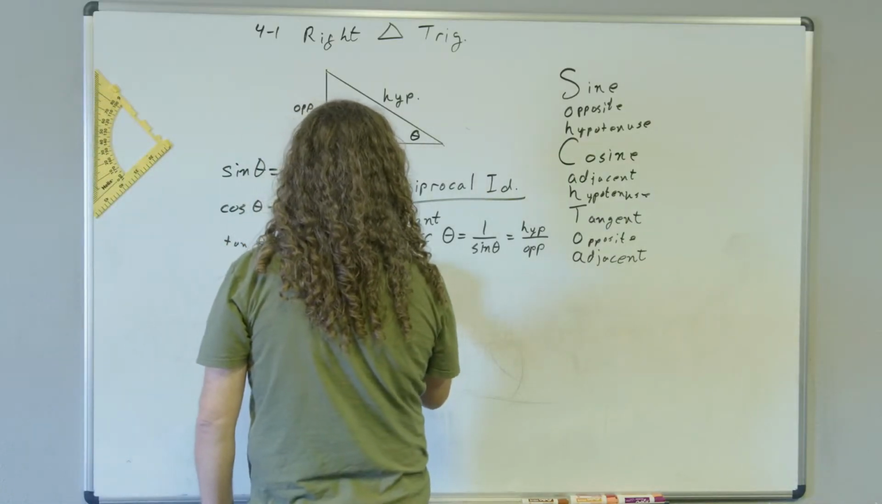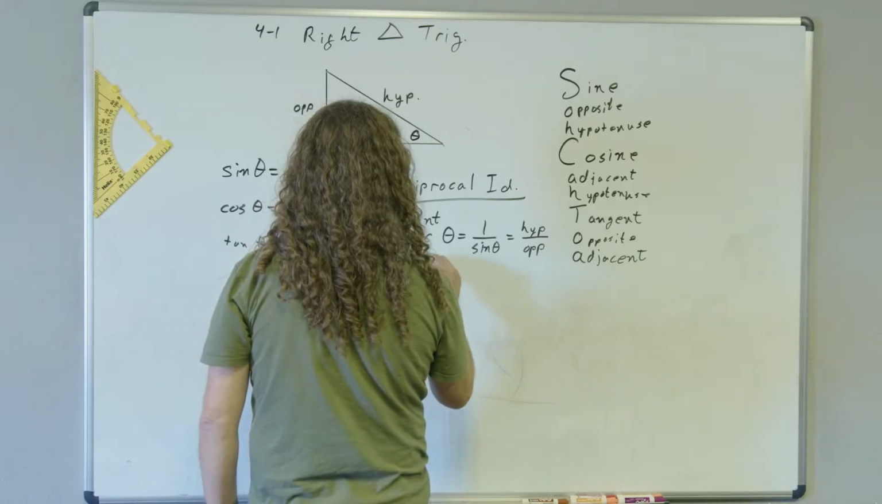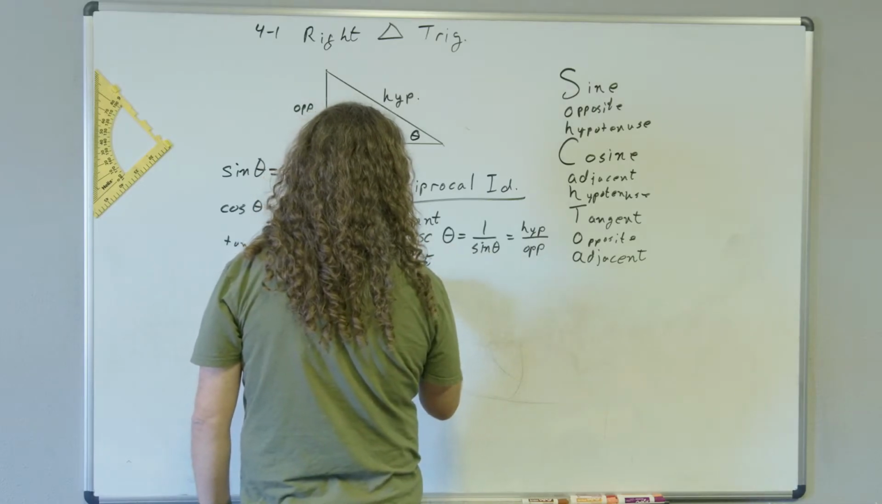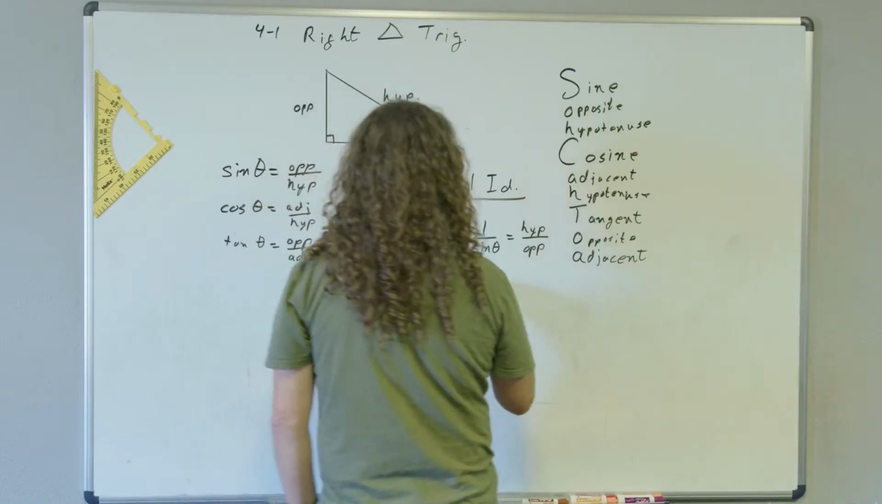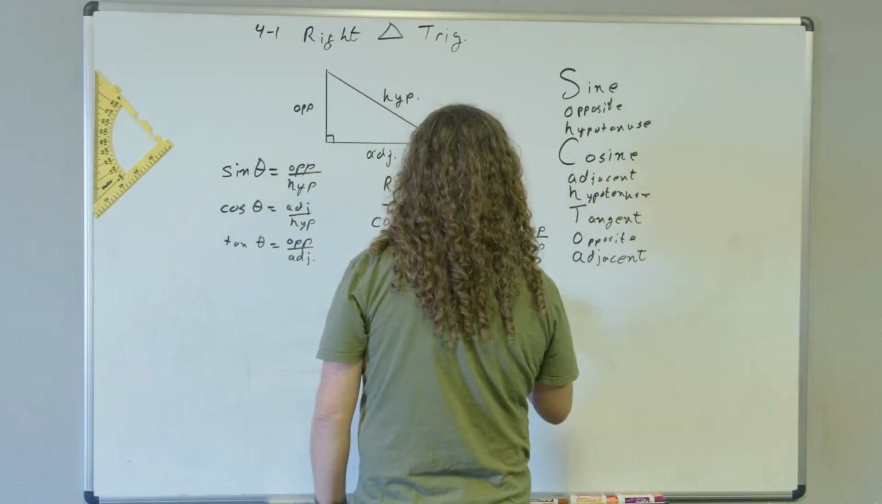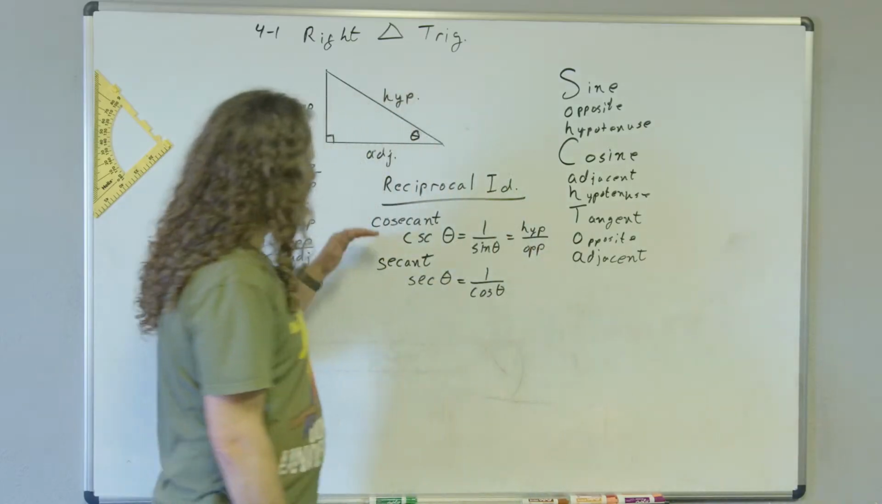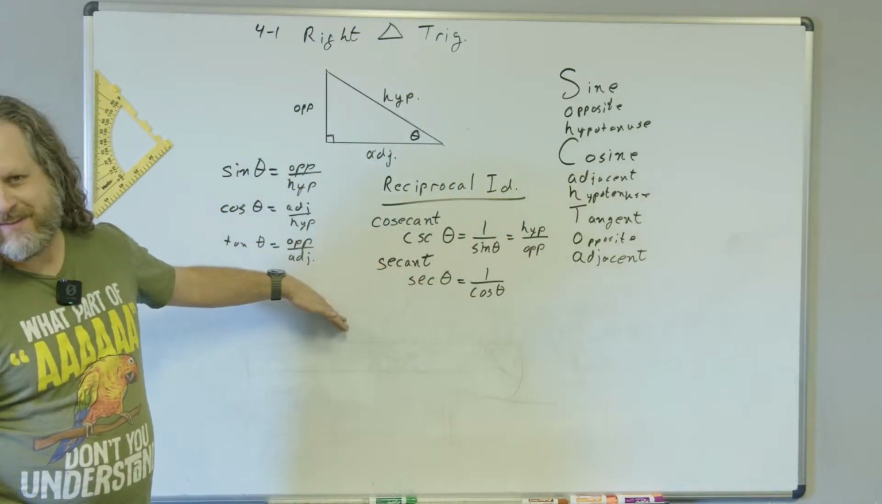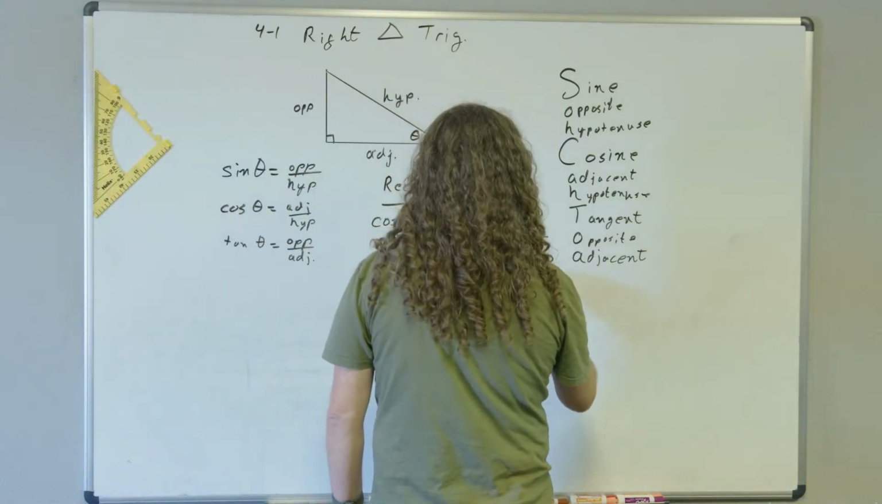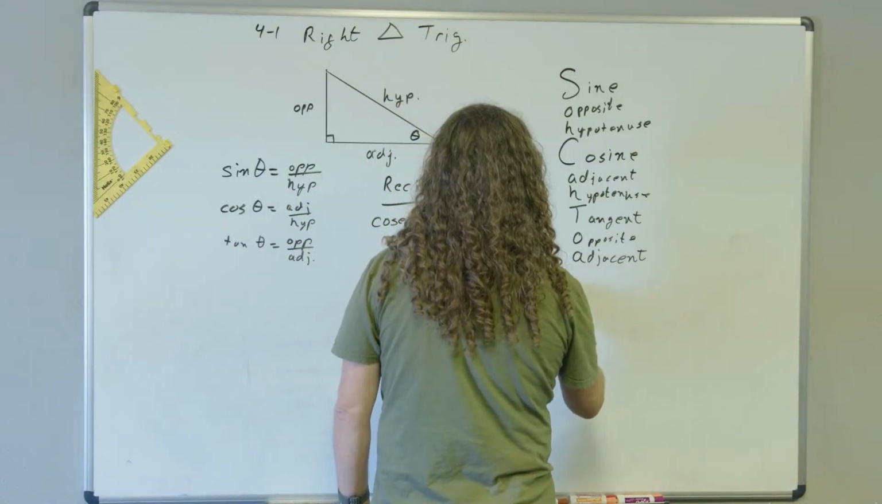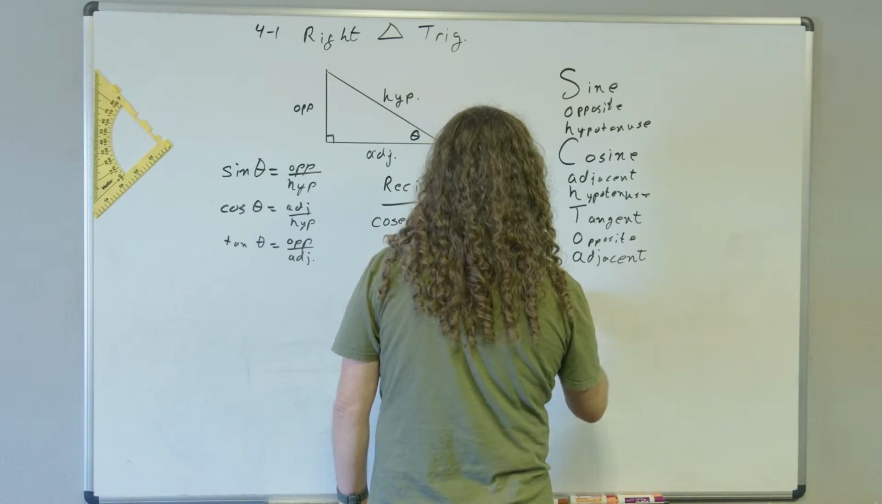Secant, which is abbreviated SEC, of theta is 1 over cosine. We'll see S to C, C to S, right? That's how you can remember it. So that would be the hypotenuse over the adjacent.